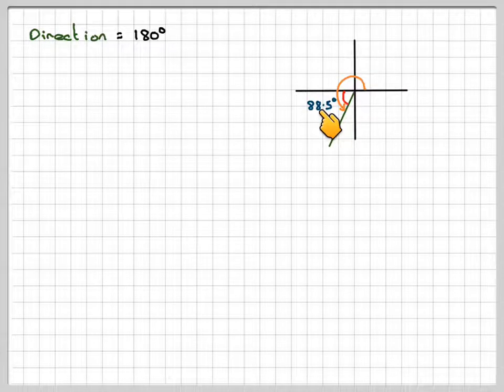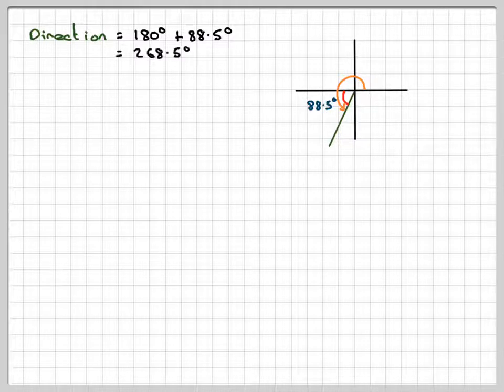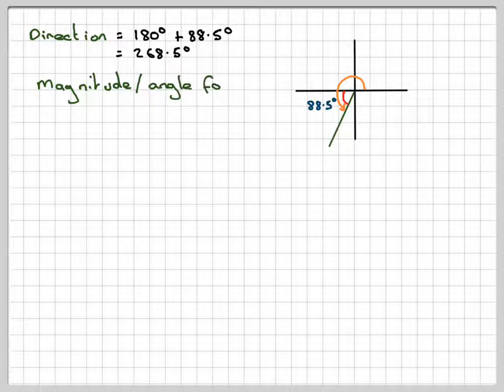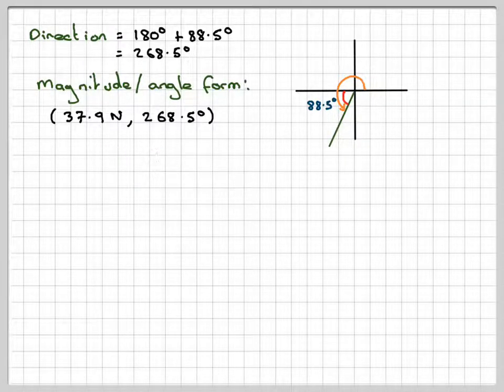Now, this is a third quadrant angle, so if we look at the third quadrant, this angle here will be 88.5 with this axis here. This is the positive I, and this is negative I, J axis. So the direction could be 180 plus 88.5, which gives me 268.5. So the magnitude angle form could be written as 37.9 newtons, 268.5 degrees.